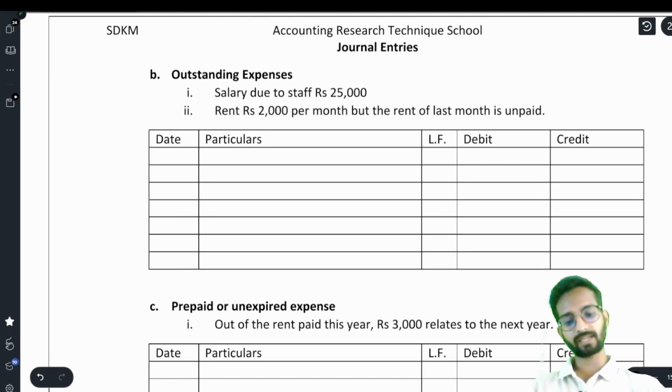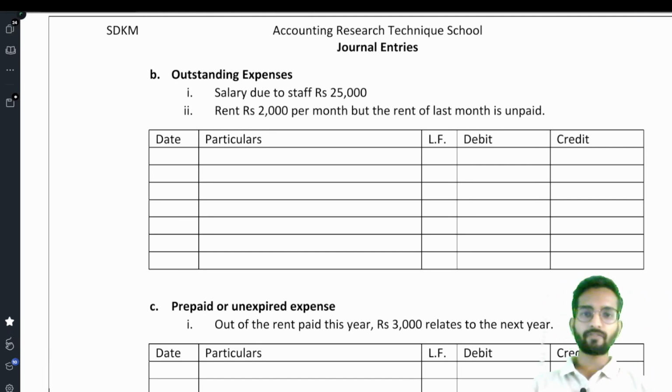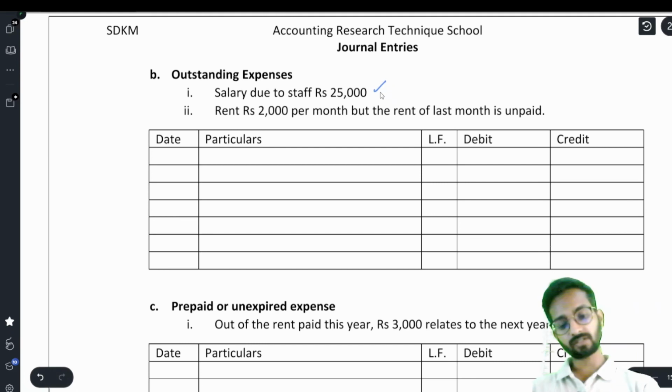Understand what is outstanding expenses. Suppose 5 employees are working at our shop. Okay. We pay our employees on the 3rd day of every month. Like if they have worked for entire January, I will pay the January salary on 3rd Feb. When they will work for entire Feb, I will pay the salary on 3rd March. When they will work for entire March, I will pay the salary on 3rd April. It means they are saying salary due to staff is 25,000.